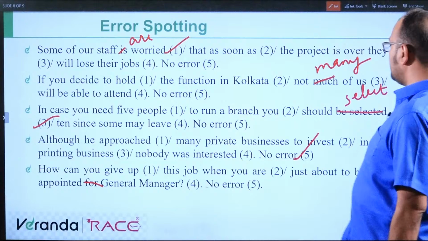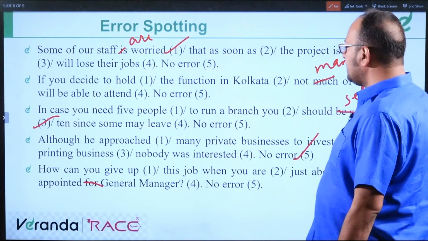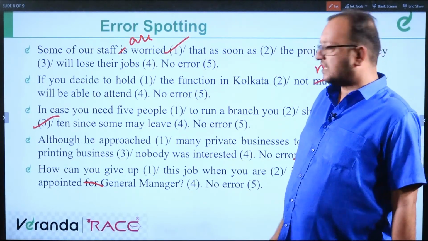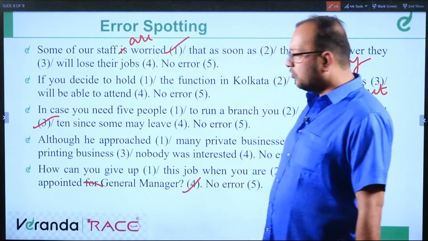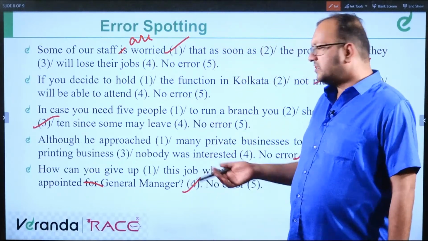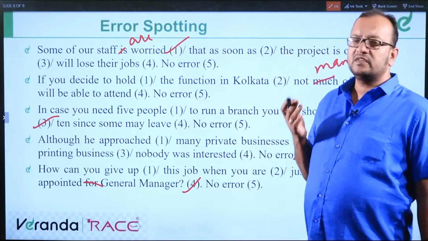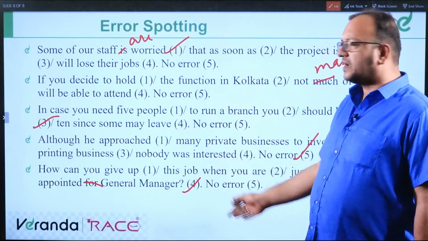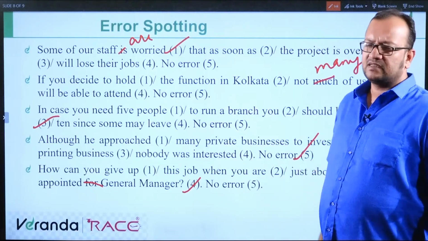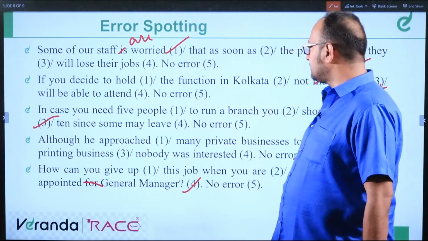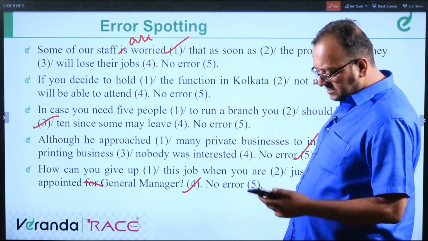How can you give up this job when you are just about to be appointed general manager? This will be the correct answer. Appointed general manager. 4 has an error. Appointed is not followed by for. It's a transitive verb, so it should be appointed general manager, directly followed by a complement, I would say. Okay. So this has been done.